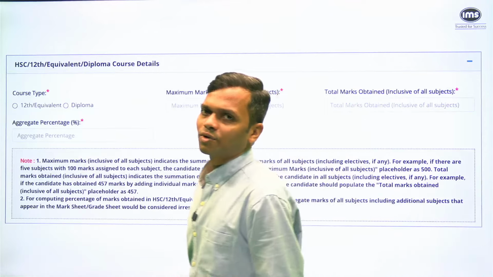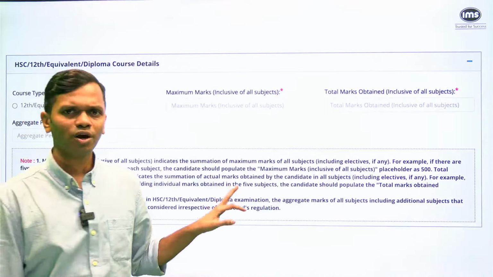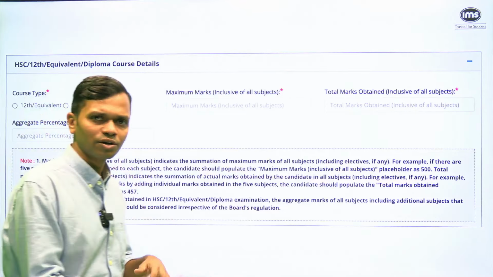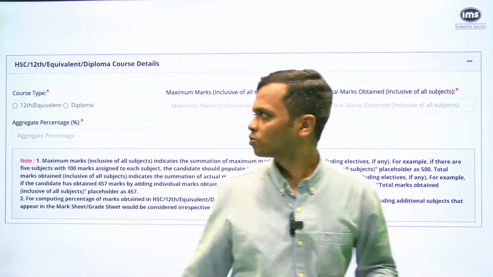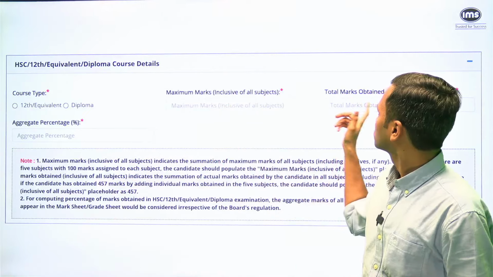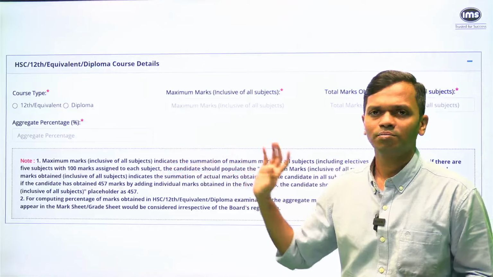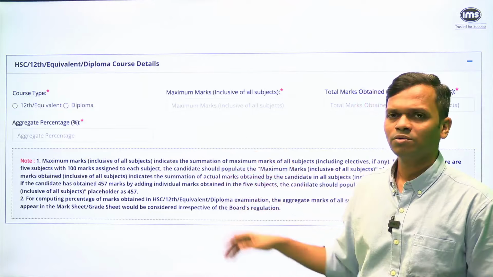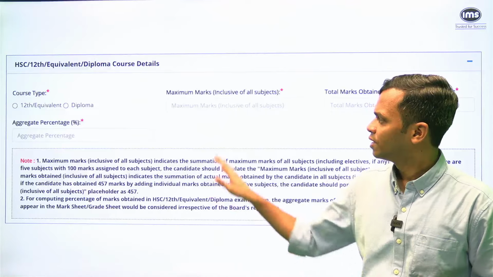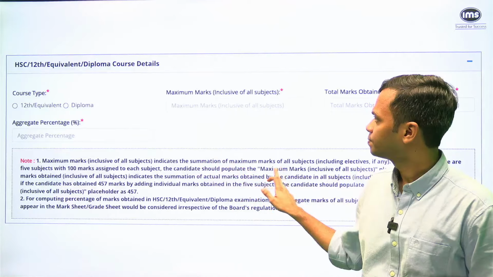Now moving on to the 12th standard. So very similar to what you have for the 10th standard, starting from whether it is 12th equivalent, 12th or equivalent, and then diploma. So I'll show you how it looks depending on what you select. Maximum marks, total marks that are obtained, and aggregate percentage. Okay, so same thing, you have to include all the subjects. You have to use the conversion if it is not given, and then enter this information.